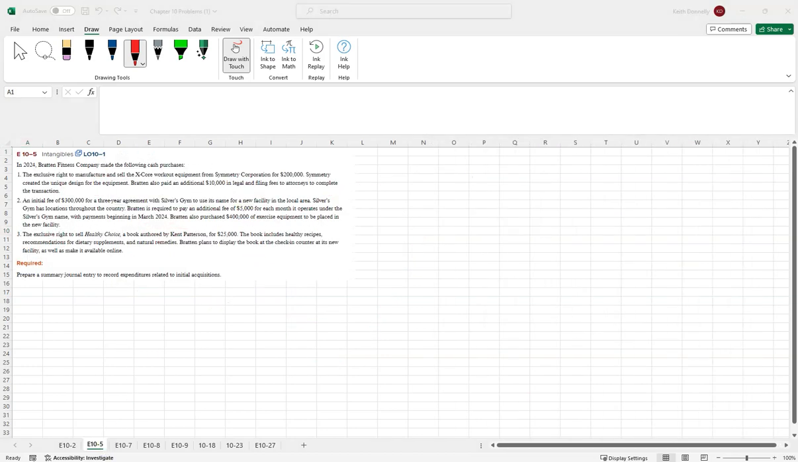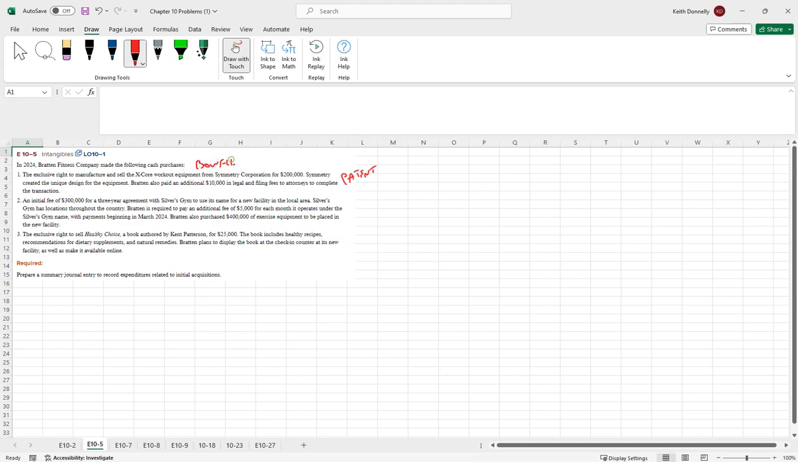Okay, let's check out 10.5. We have a fitness company and they made the following cash purchases. So essentially what's going on here is they got a patent for a workout equipment. We'll just call it like a Bowflex.